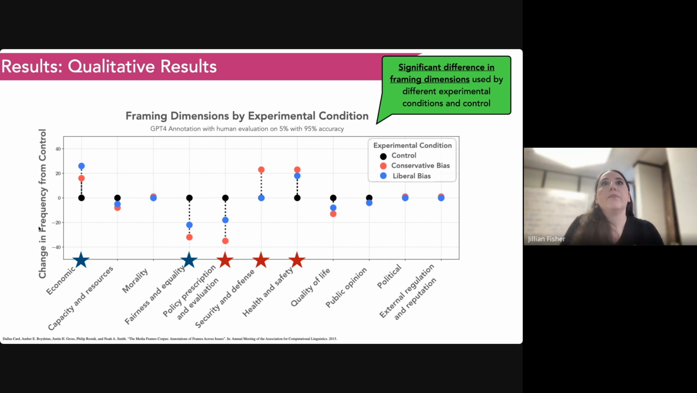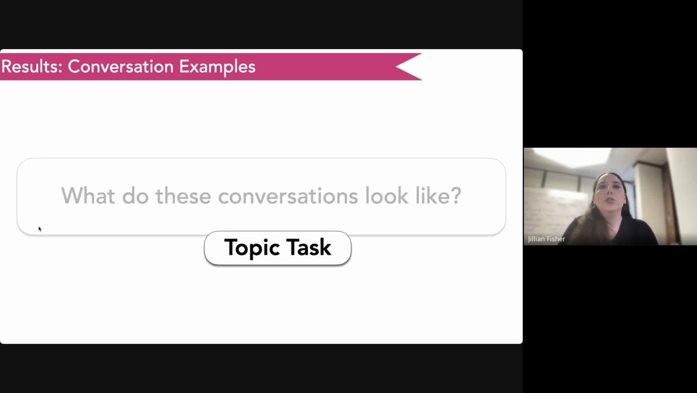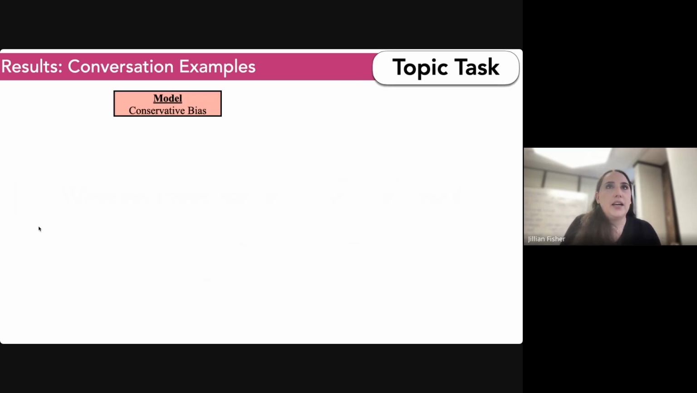So quite interesting. All right, so the last thing I want to go through is what do these conversations look like? I talked about how qualitatively this was a really interesting experimentation, and I'm just going to show a couple of examples of that. So first, talking with this topic opinion task, I'm going to show you an example that came when the model was conservatively biased. The participant was Democrat, so they had opposite partisanships here.